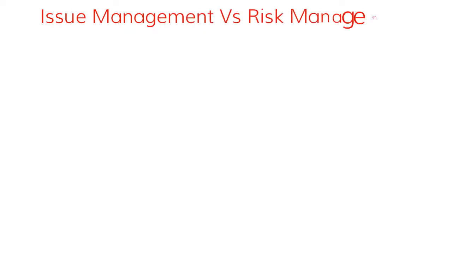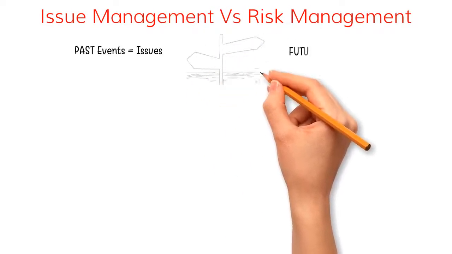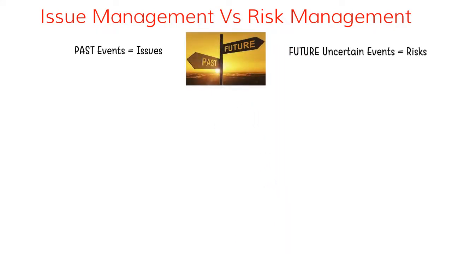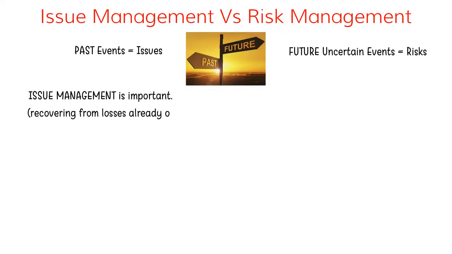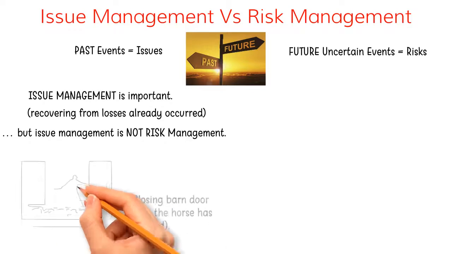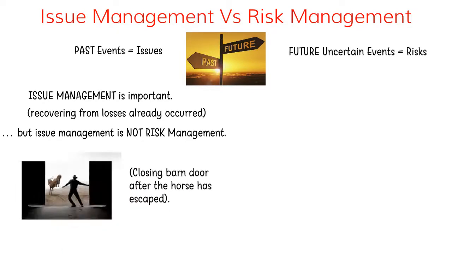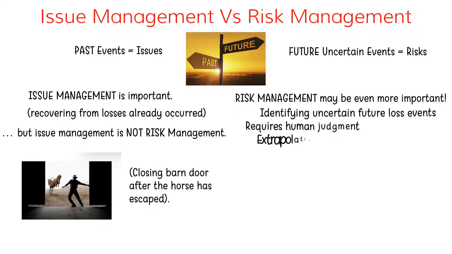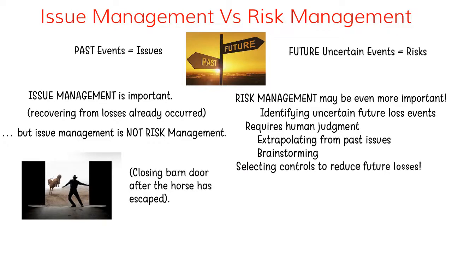Issue management versus risk management. Past events are issues. Future uncertain events are risks. Issue management is important. Recovering from losses already occurred. But issue management is not risk management. Closing the barn door after the horse has escaped. Risk management may be even more important. Identifying uncertain future loss events requires human judgment, extrapolating from past issues, brainstorming, selecting controls to reduce future losses.